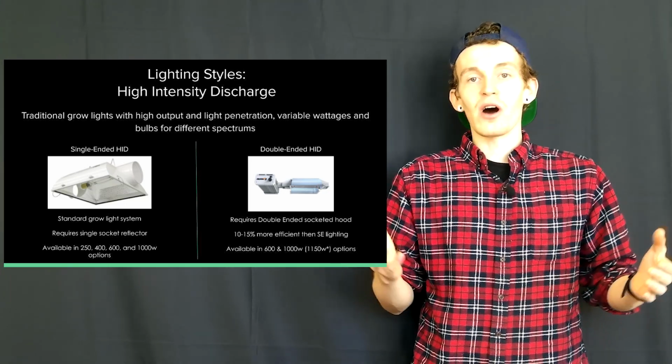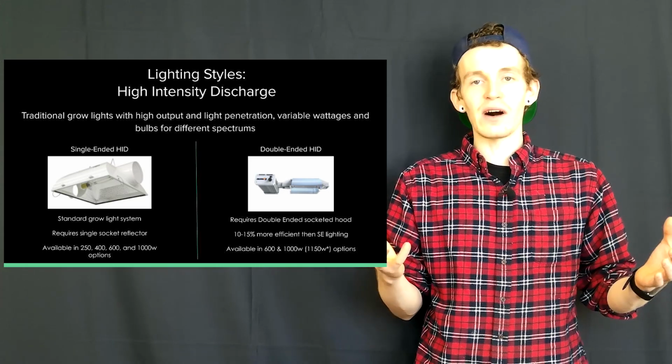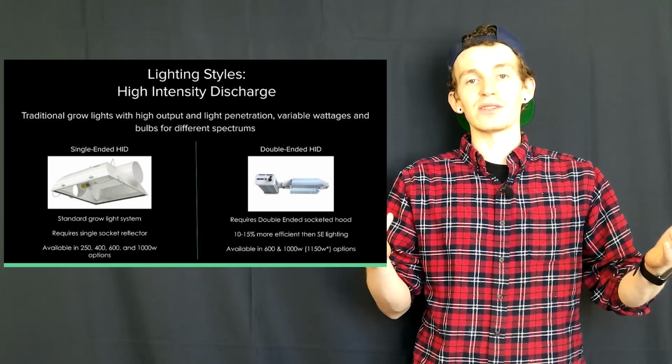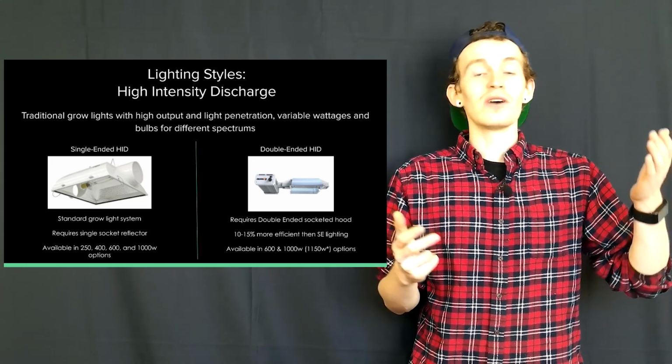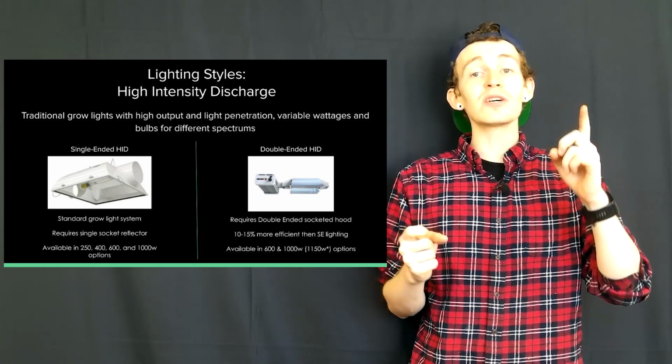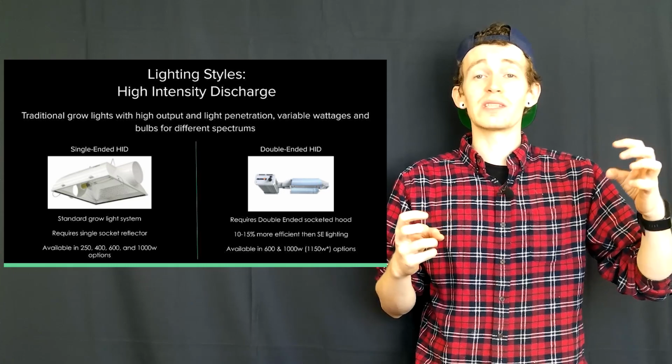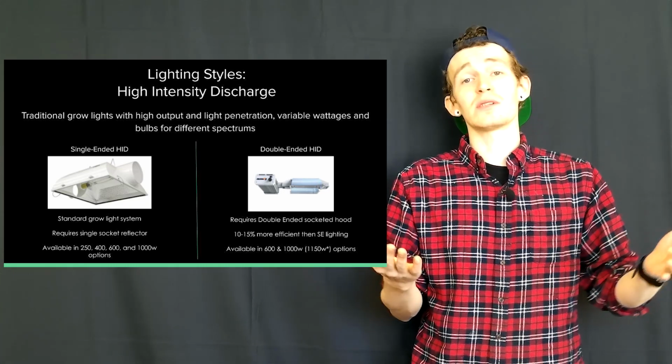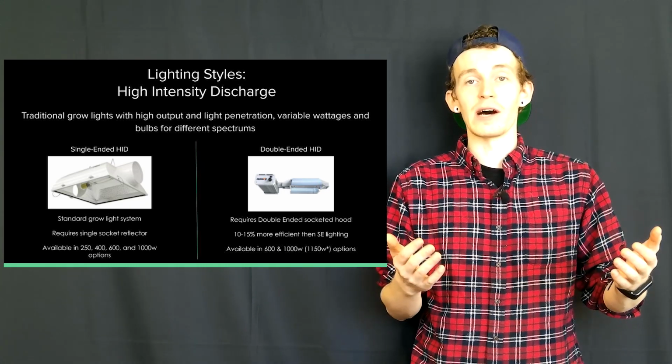Single-ended HID fixtures are going to essentially be a large version of the bulbs that you use in your house. It operates on the ballast, reflector, and bulb operation like we discussed previously, and it's going to be a single point of connection with a large base that screws into a socket, typical to something you'd see in your home, but at a larger scale.